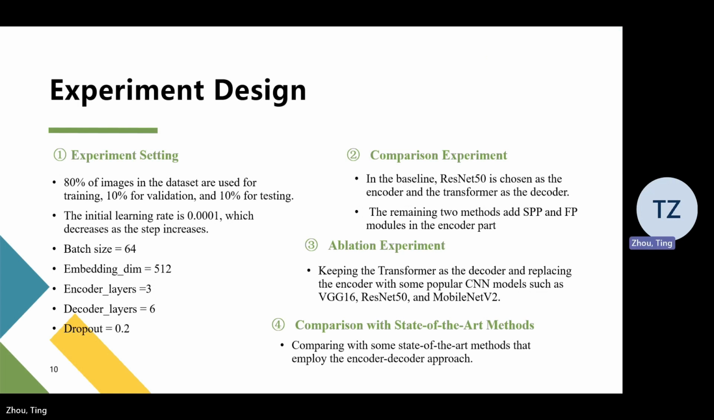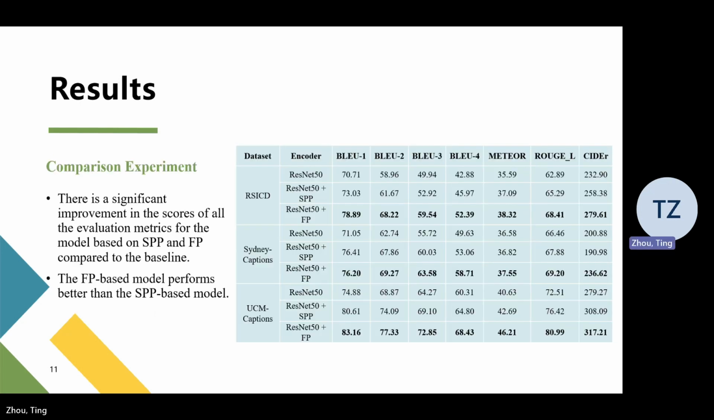We have set some basic parameters when training the model. Next, we will perform several experiments, like the comparison experiment, ablation experiment, and comparison with some state-of-the-art methods. First, we compare the performance of the baseline, SPP-based and FP-based models. The results in the table exhibit an improvement for the models based on the SPP and FP modules compared to the baseline. Moreover, the FP-based model performs better than the SPP-based model.